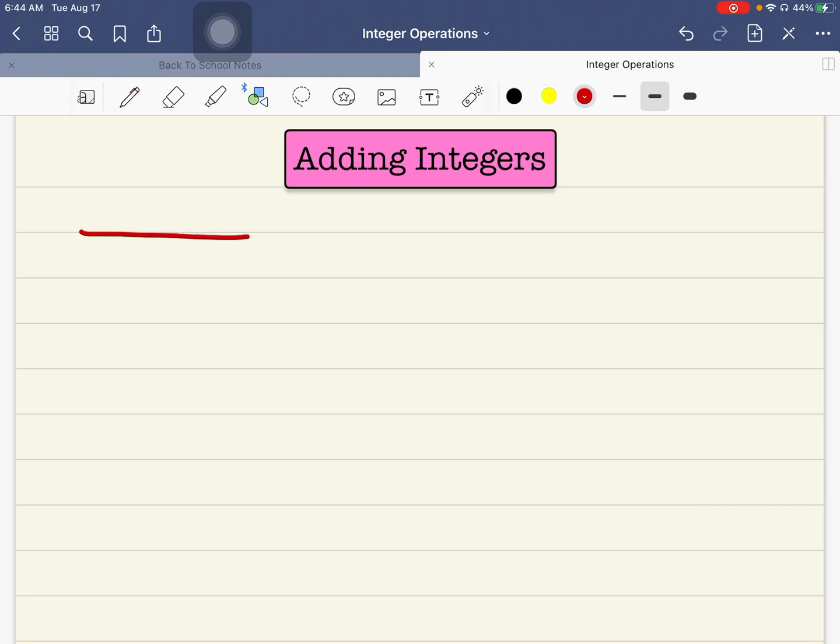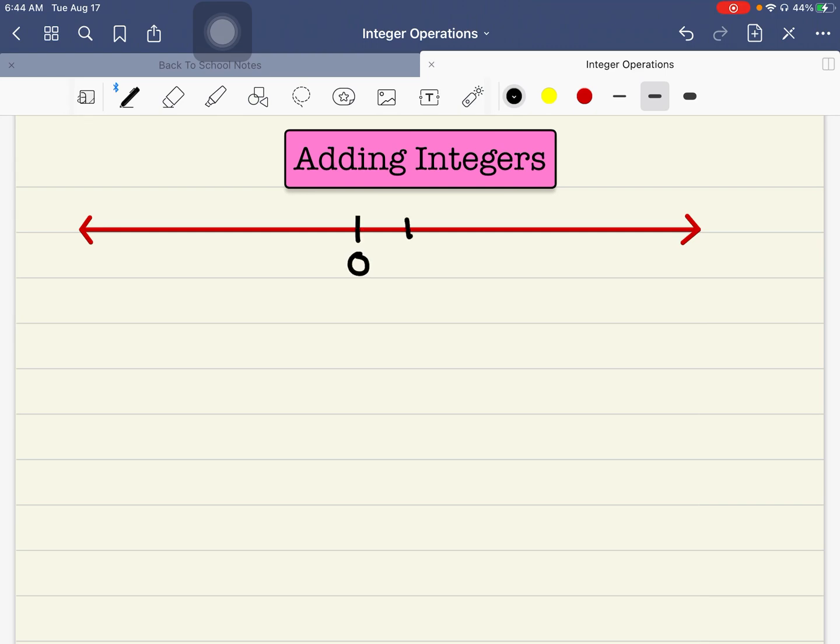All right. So just as a quick review, when we talk about integers, we look on a number line. Let's say we put 0 in the middle. 1, 2, 3, 4, 5, and then we go this way. These are negative.